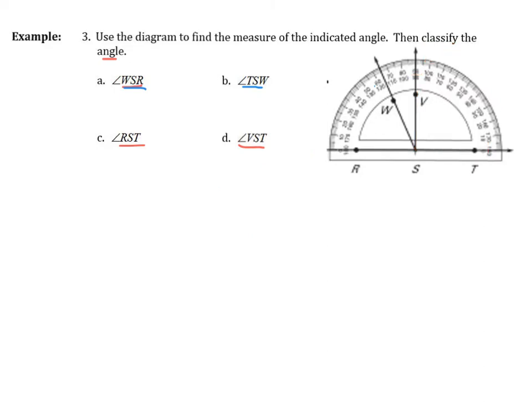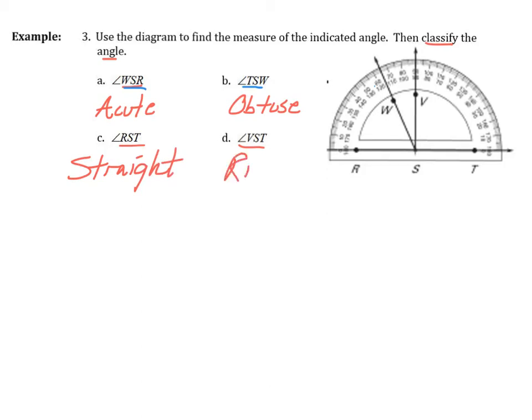Last thing I want to do is just go back and classify them. WSR, that one measured 65 degrees, so I knew it was acute. TSW, that one was 115 degrees, so I knew it was obtuse. RST, that one went straight across. It measured 180 degrees, so I knew it was a straight angle. And the last one, VST, was exactly 90, so it was a right angle.